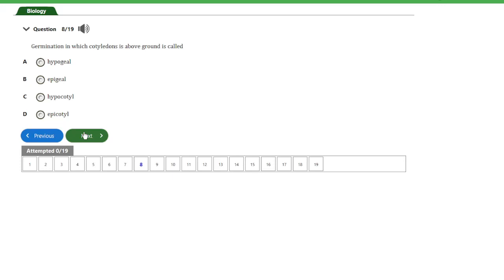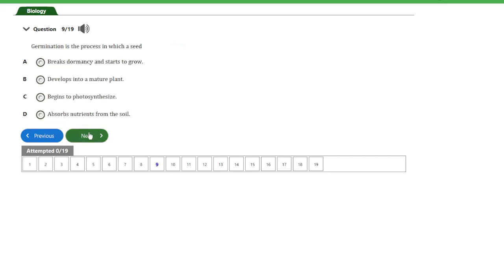It says, germination in which cotyledons are above the ground is called A, hypogeal, B, epigeal, C, hypocotyl, D, epicotyl. So guys, like we know already, the answer to this question is option B, and that's the epigeal germination. So this is a type of germination where the cotyledons are pushed above the ground level. So germination takes place above the ground level.